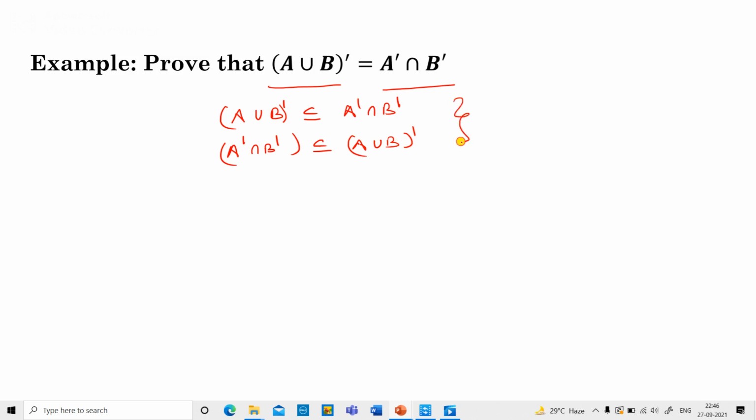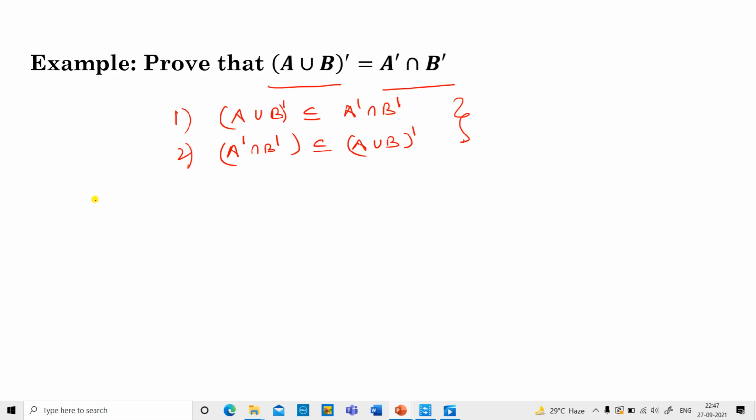So when you prove these two, all the elements of this are in this set and all the elements of this set are in this set. This is possible if and only if both sets are equal. So with the help of these two, you can prove this identity. Now to prove these two, what will we do? Say this is 1, this is 2. To prove this one, we have to show that (A union B)' is a subset of A' intersection B'. It means we have to show that if X is an element of this set, then X is an element of this set.